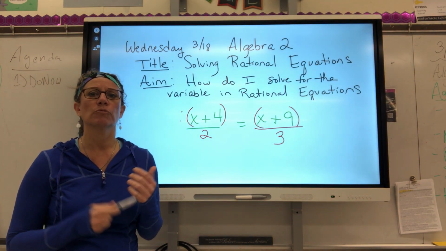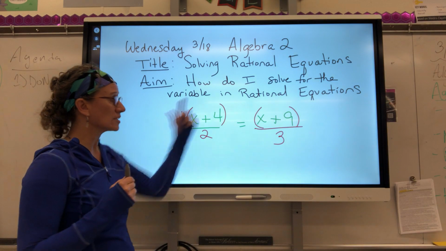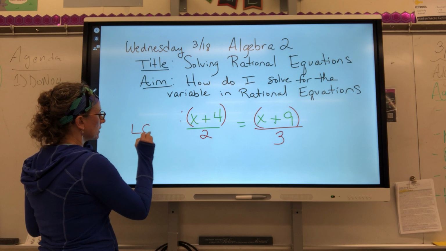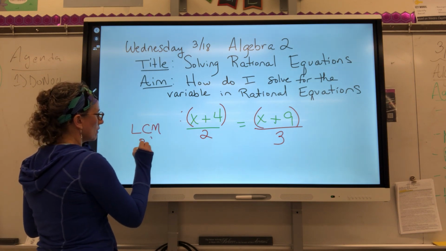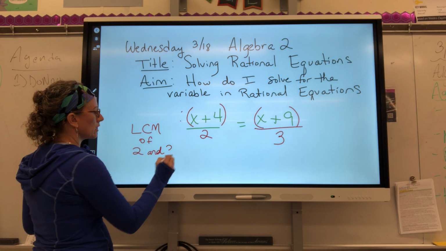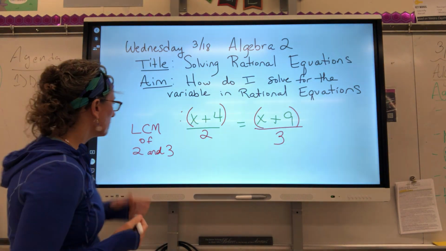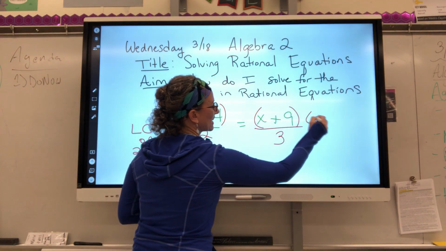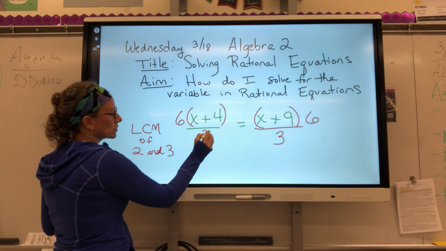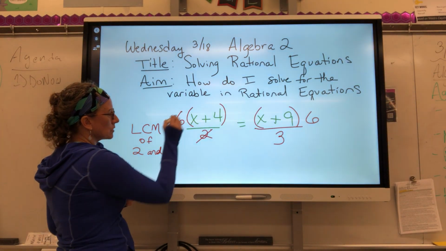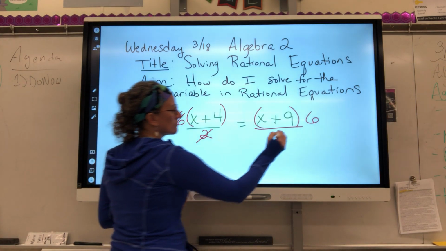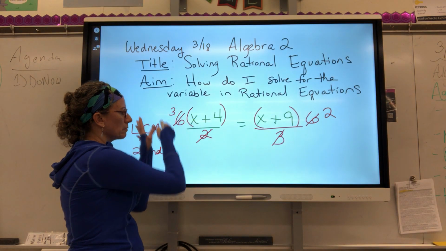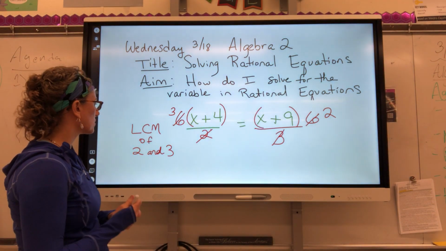Instead, I'm going to think of what denominator can I multiply both sides by to eliminate both the 2 and the 3. And that would be the least common multiple of both 2 and 3. So the least common multiple of 2 and 3 is 6. So I'm going to multiply both sides of the equation by 6. That's going to allow me to divide the 2 into the 6, leaving a 3, and divide the 3 into a 6, leaving a 2, which is exactly what would have happened when I multiply by 2 on both sides and then 3 on both sides.